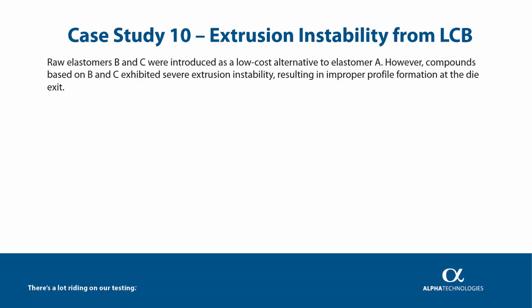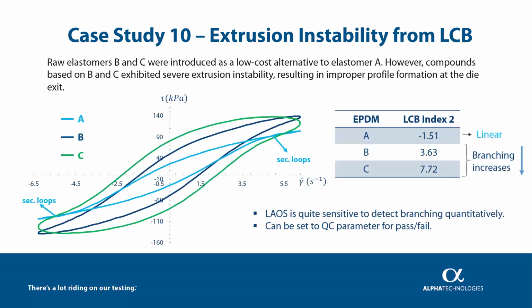To investigate the issue, we applied large amplitude oscillatory shear, LAOS, rheology to assess the presence of long chain branching, LCB, in these EPDM-based elastomers. Using the enterprise software, the long chain branching index was automatically calculated, no manual calculations needed. The results clearly showed that the LCB indices of elastomers B and C were significantly higher than that of elastomer A.